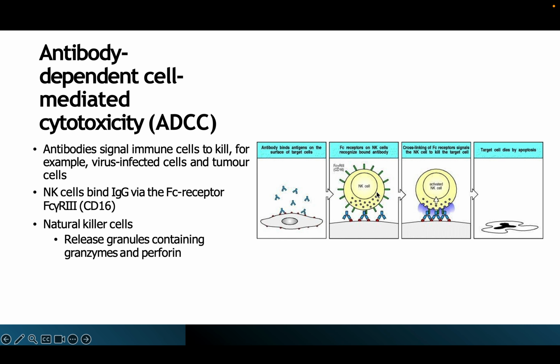What happens is that the NK cells, once they bind to the antibody, get activated and release granzymes. So this allows NK cells to detect target cells and kill them. This could be a cancer cell. NK cells release these perforins and granzymes. This whole thing is called antibody-dependent cell-mediated cytotoxicity, or in short, ADCC.